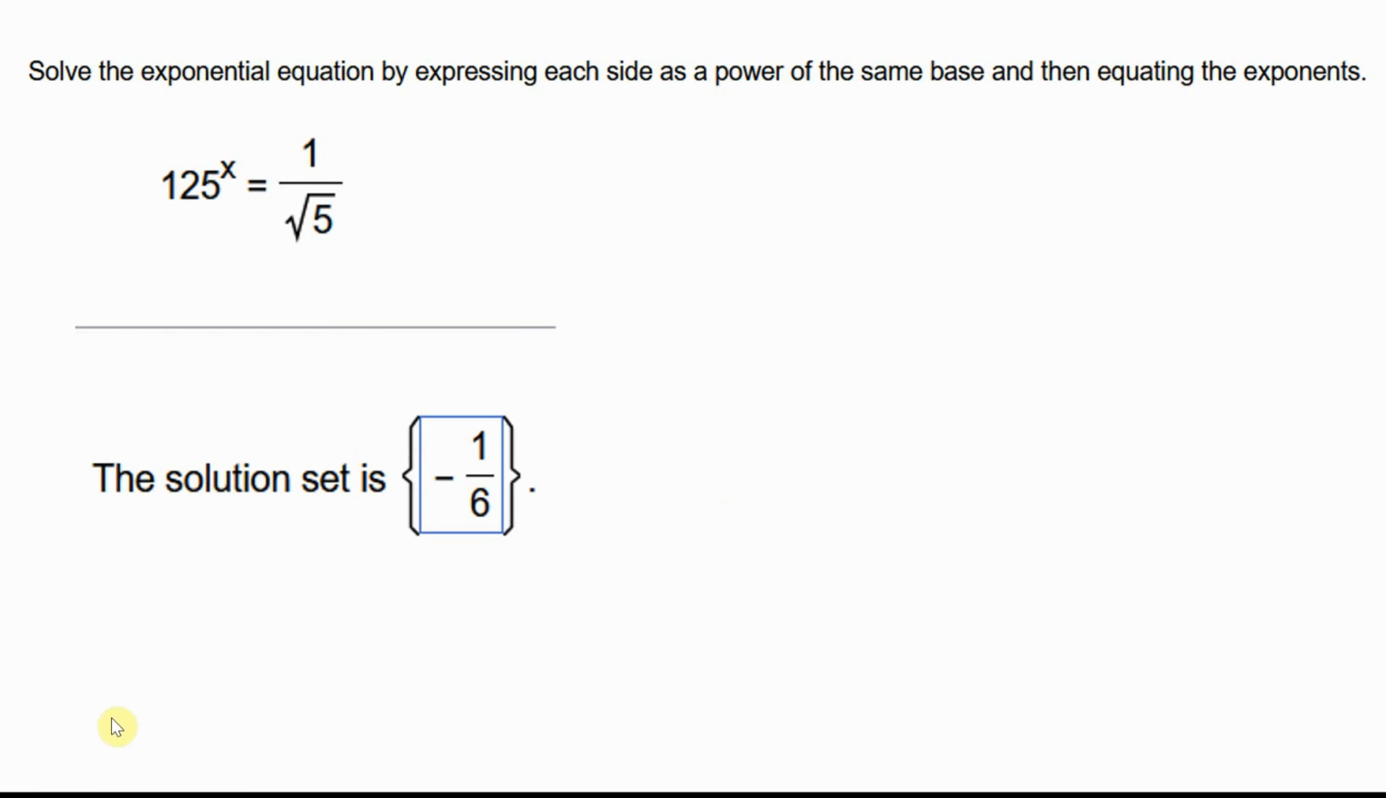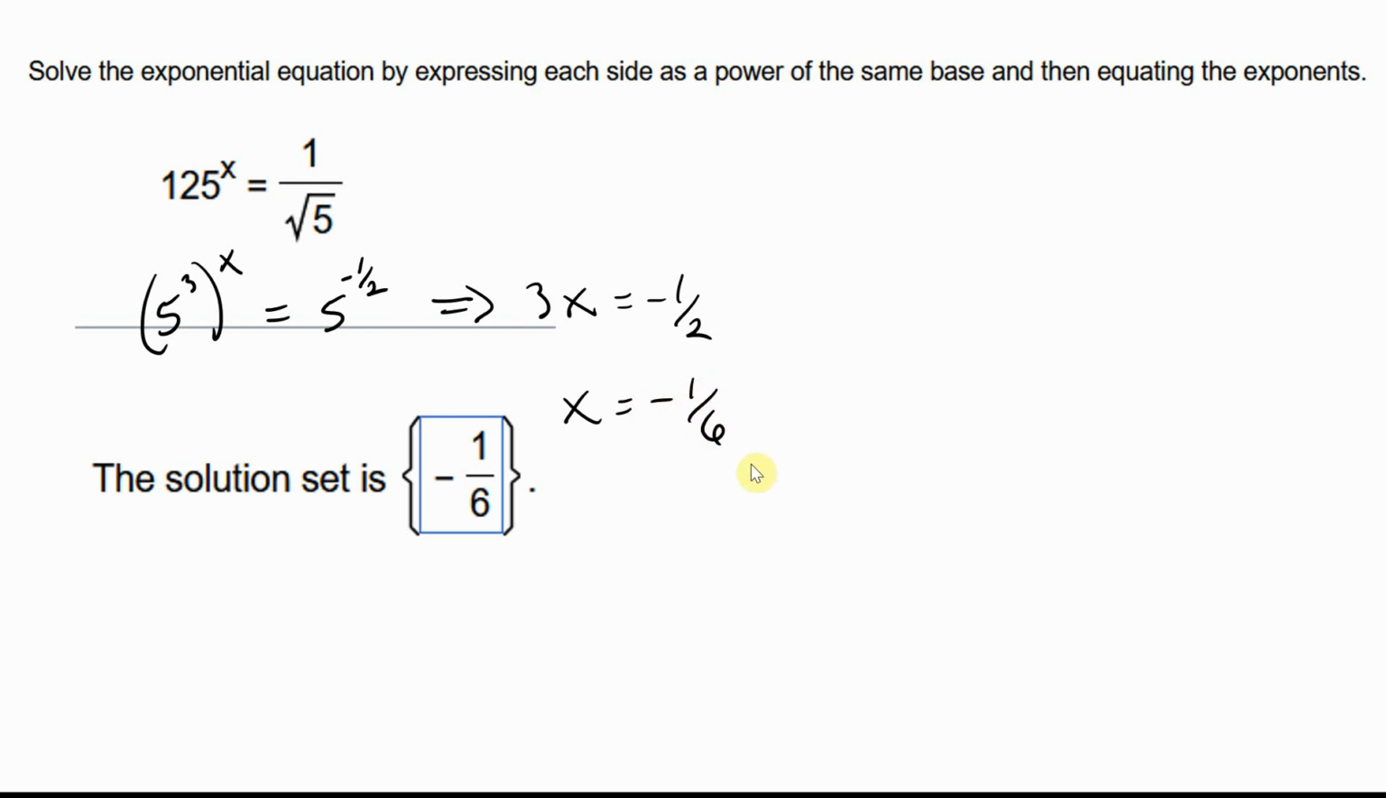All right. Same old, same old. Now this 125 is 5 to the 3rd, and that's raised to the x. And that's equal to, this is 5 to the negative 1/2, right? So I have 3 times x. This implies that 3 times x is equal to negative 1/2. And so x is equal to negative 1/6.